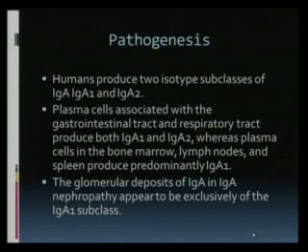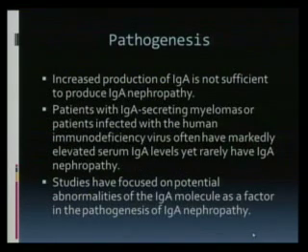And what happens in this pathogenesis is that we produce IgA. We produce it in our upper respiratory tract and GI tract. We produce IgA1 and IgA2. Primarily the GI and upper respiratory tract produce both IgA1 and IgA2, whereas the plasma cells in the bone marrow produce IgA1. And the glomerular deposition in IgA nephropathy is mainly the IgA1 subclass, and I'll tell you what happens in these patients.